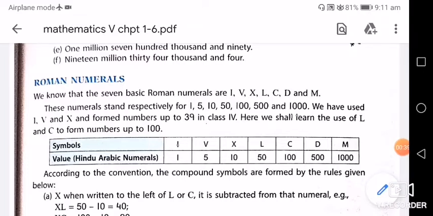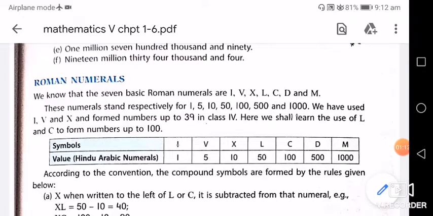Before we start with the Roman numerals, I will explain this table which is there in front of you. I stands for 1, V stands for 5, X stands for 10, L stands for 50, C stands for 100, D stands for 500 and M stands for 1000. And how are you going to use it? There are certain rules for writing Roman numerals. That rule will be clear to you all within a few minutes.